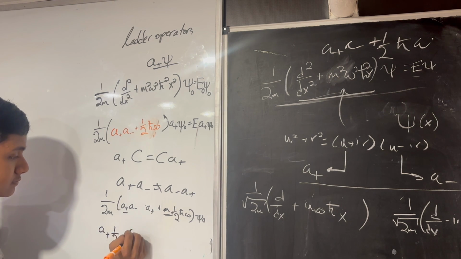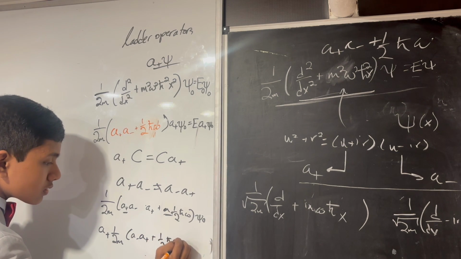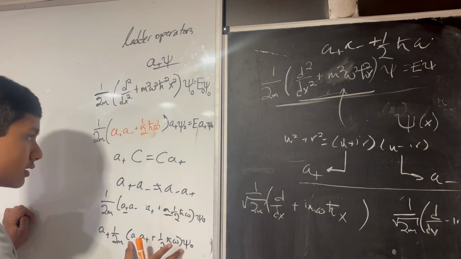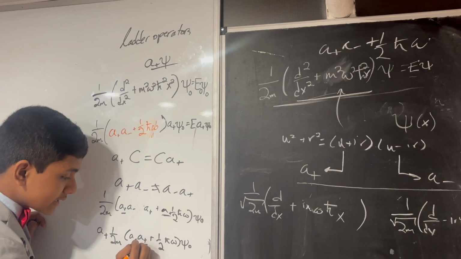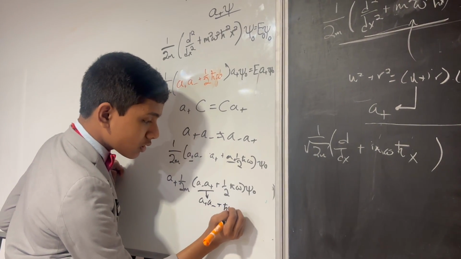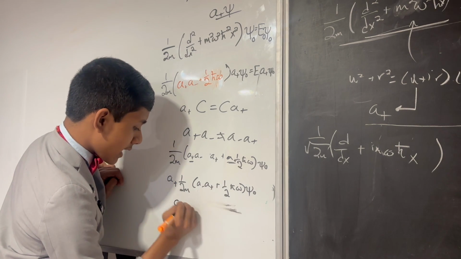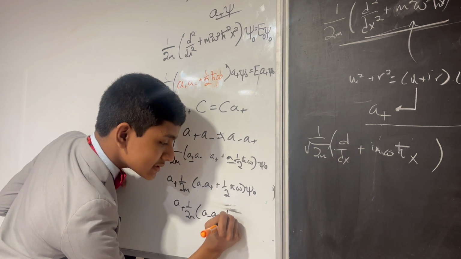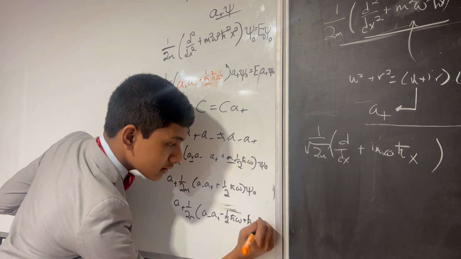And then, note that this fella right over here is actually equal to what? Well, a minus a plus is equal to a plus a minus plus h bar omega, which means that this can actually be written as a minus a plus minus half h bar omega plus h bar omega psi naught. So this collapses in and becomes E naught from the original. And so this is the solution.